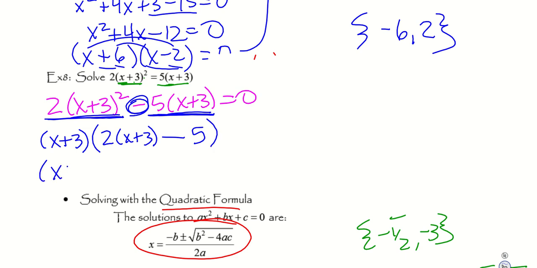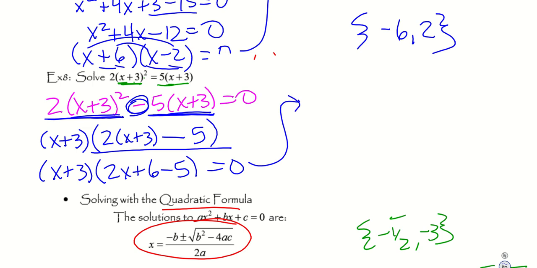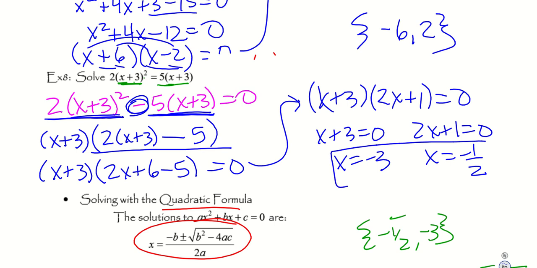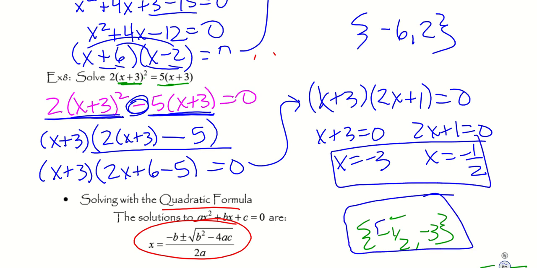Now I have x plus 3 times, simplifying inside this group, 2x plus 6 minus 5 equals 0, which gives me x plus 3 times 2x plus 1 equals 0. That gives x plus 3 equals 0 or 2x plus 1 equals 0, so x equals negative 3, or x equals negative 1/2. Same answers as when I did it the other way, and quicker, right? So that's great. Factoring is a powerful tool that can help us do a lot of things.